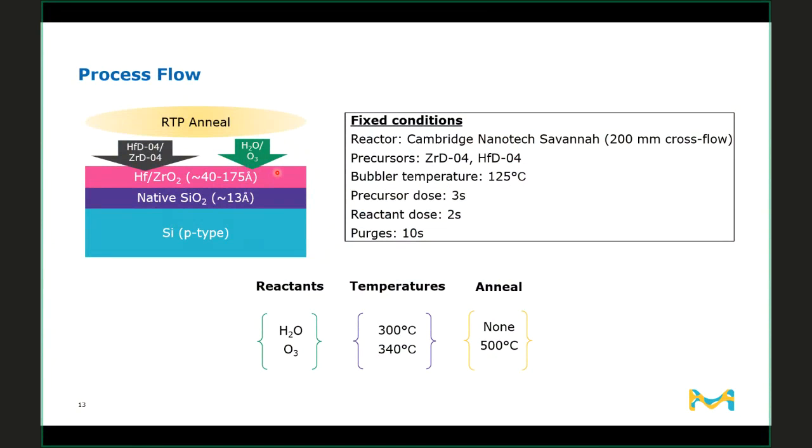These were grown typically on a silicon wafer with a native silicon oxide, and then we also investigated whether the films that we achieved changed their crystal phase substantially after we did an RTP anneal at 500 degrees C in nitrogen, as I described before.